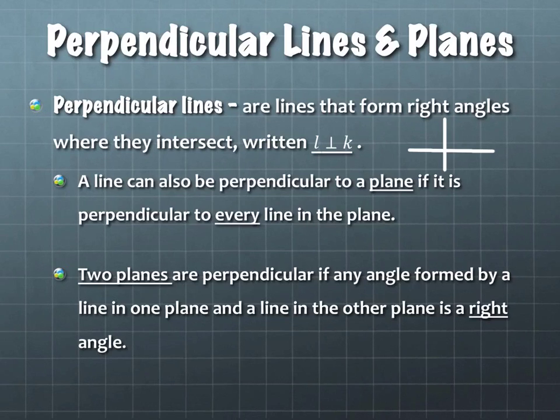Two planes are perpendicular if they form a right angle. So take my ceiling and take the wall. They cross in a line, right? And it creates a right angle when they cross. You can see it, yeah? That's what that's referencing. So we would say that those planes are perpendicular.